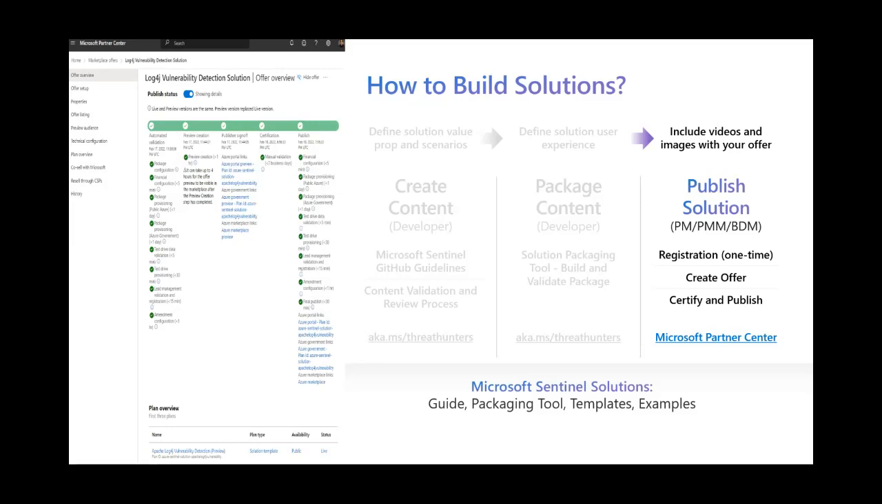The publishing step is completely on Partner Center, Microsoft Partner Center. If your company hasn't registered there, it's a one-time registration process, and you get access to Microsoft Partner Center, where you can create your offer and also certify and publish. We'll go through this step as well in a demo shortly. So these are the 3 steps: create your content, package it using the tool, and publish your solution. That's all there is to landing your solution.